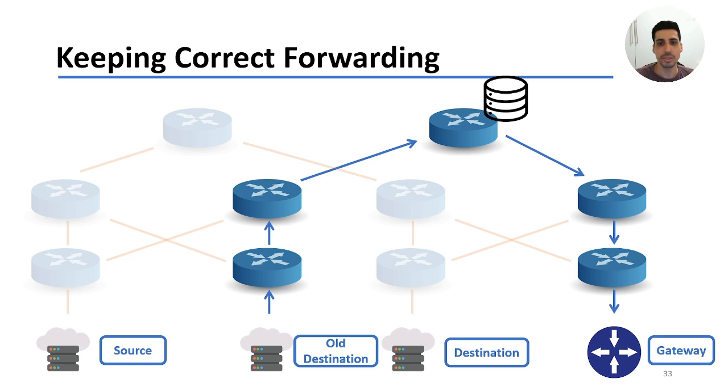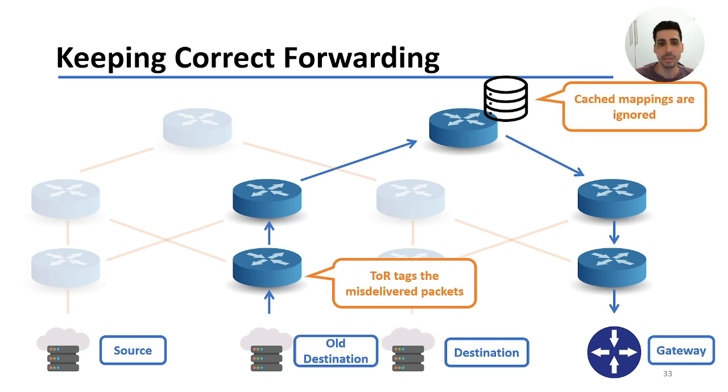At that point, the ToR tags the packet and forwards it to the gateway. Other switches on the way can then invalidate their cache entries and forward the packets to the gateway. As a result, packets will eventually be forwarded to the right destination.